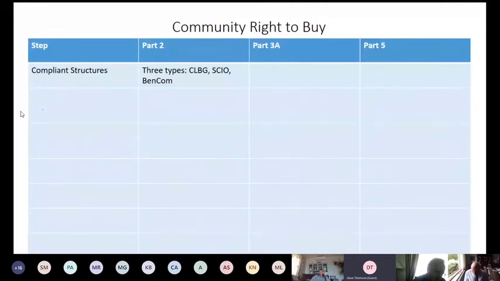It has to be geographically defined, but that can be done in a number of different ways, whether it's postcodes, council wards, electoral wards, islands, location, settlement, a whole range of things. The basic building block of which is the postcode. For Part 3A, it's the same three structures. We tried to keep the different rights to buy as similar as we possibly could, so that community groups out there didn't have to change too often.